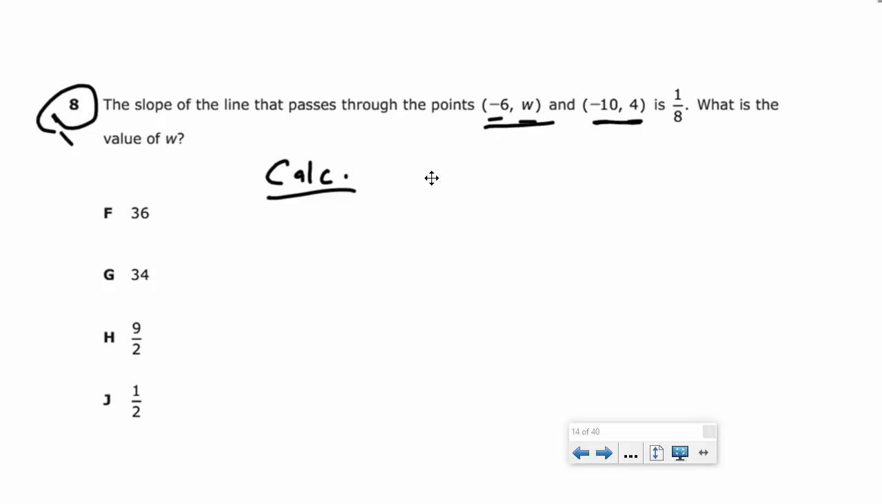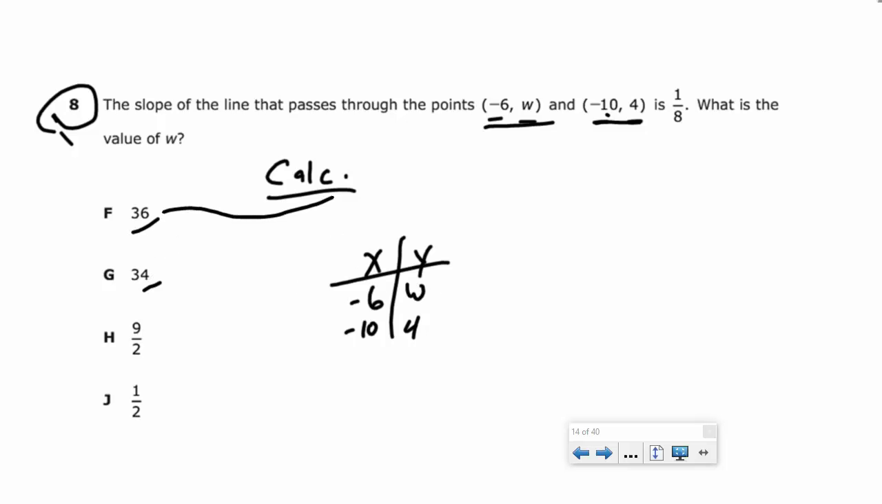So you have 2 points here. If you're writing it as an X and Y table, then your X values are -6 and -10. Your Y values, we're not going to say W. I don't really know what W is, and this other one's going to be 4. This unknown value for W, what we're going to substitute for that are these answers. We're going to plug these in for W one by one. So let's try this, and we're going to try to get a slope for this line that's equal to 1/8 by substituting these values. All right, so let's open up a calculator.